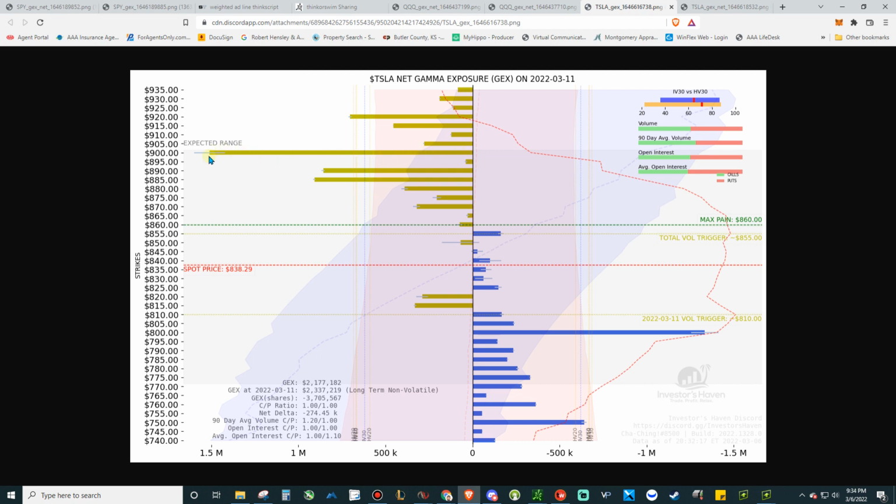But as of right now, this would be the point of control to the upside and the point of control to the downside. That's the way I look at it. And that's why your expected ranges are set up that way. The expected ranges, I would say, are kind of taking the 70% rule of a volume profile and putting it into the gamma exposure. So hopefully this makes some sense.